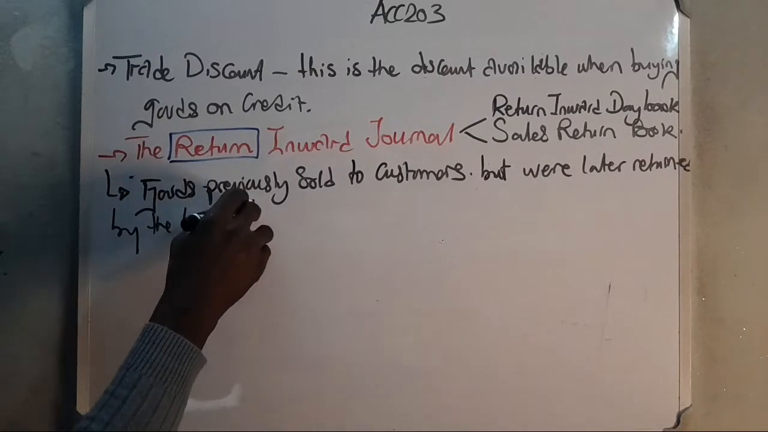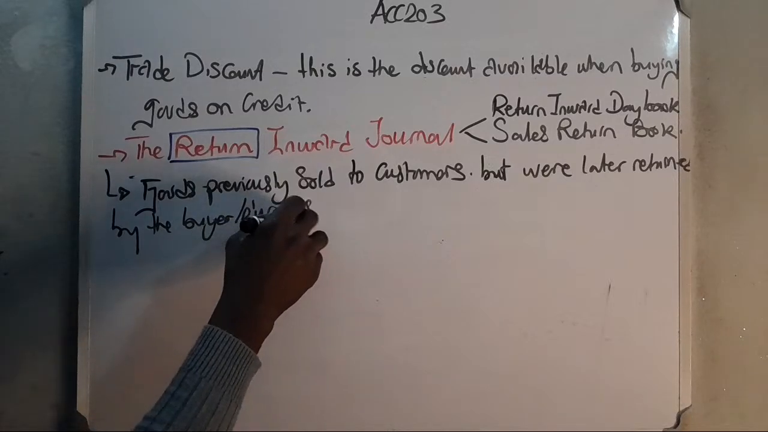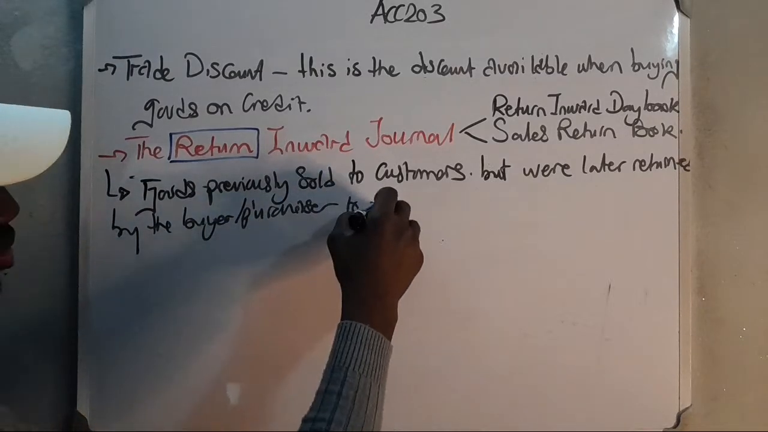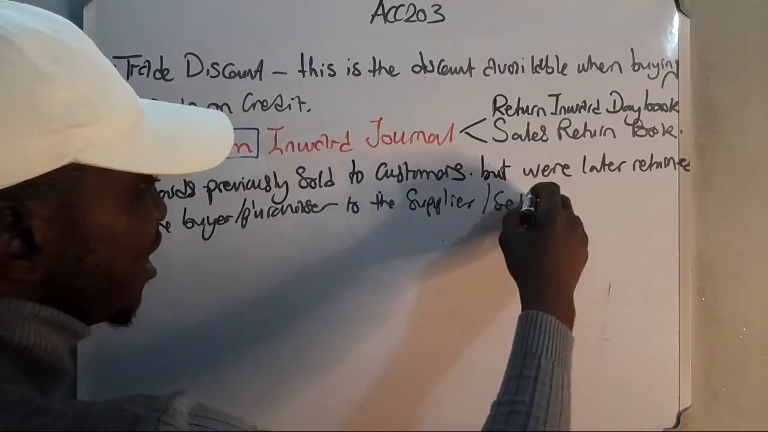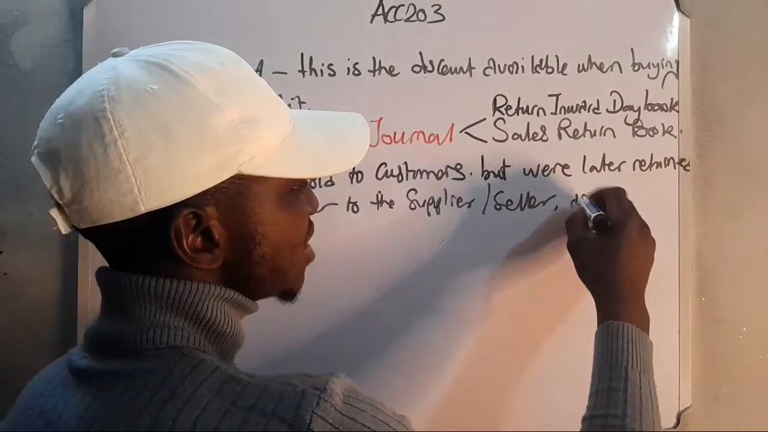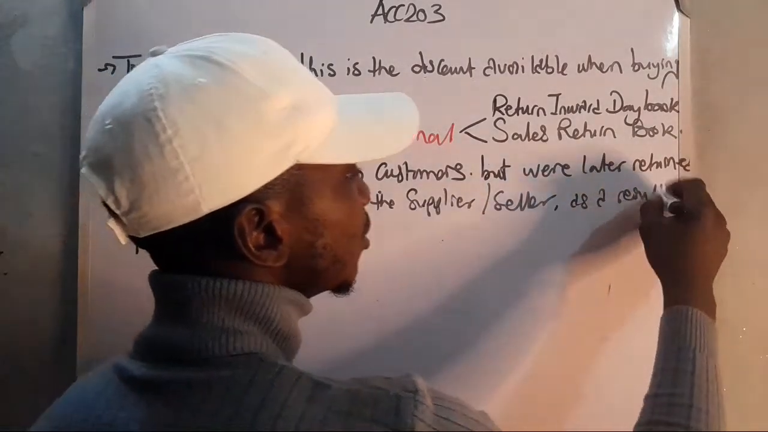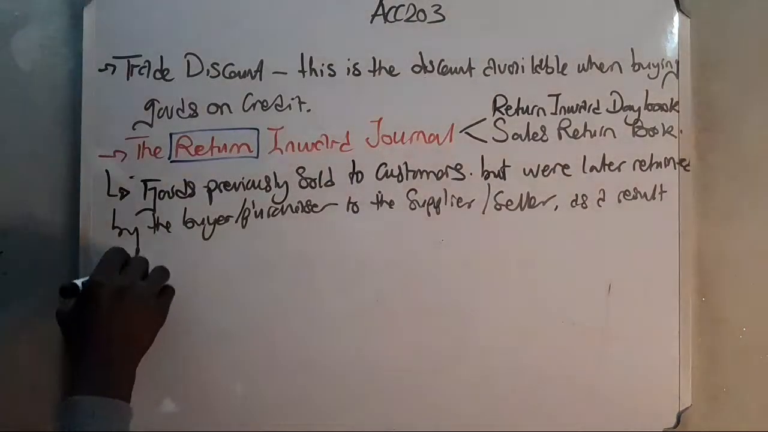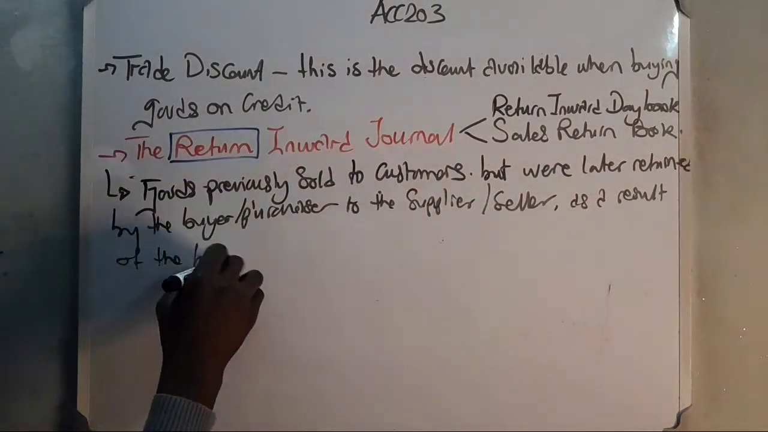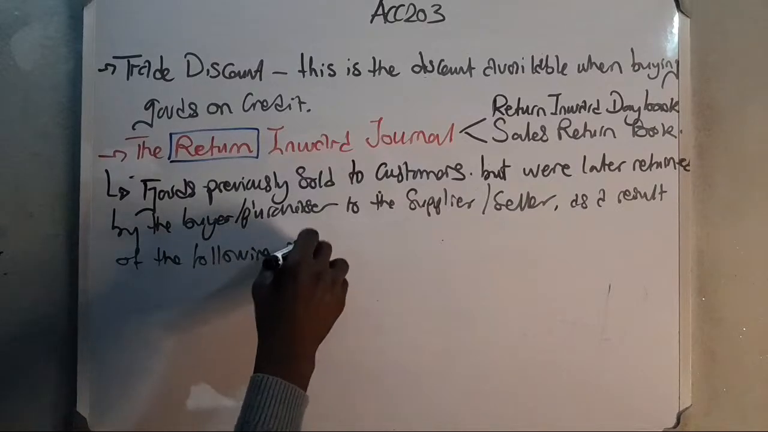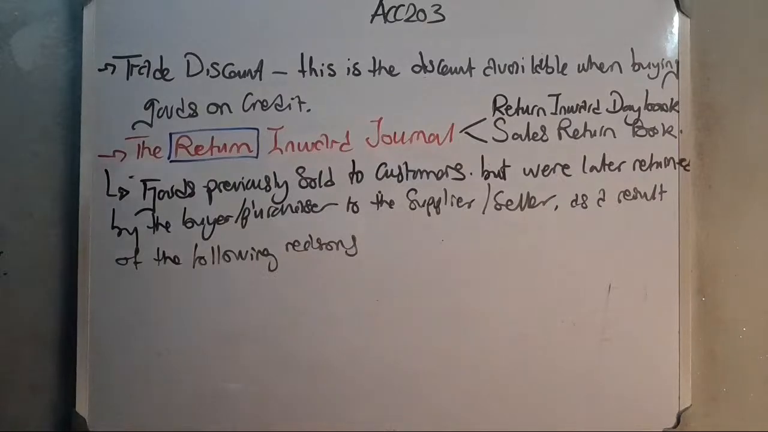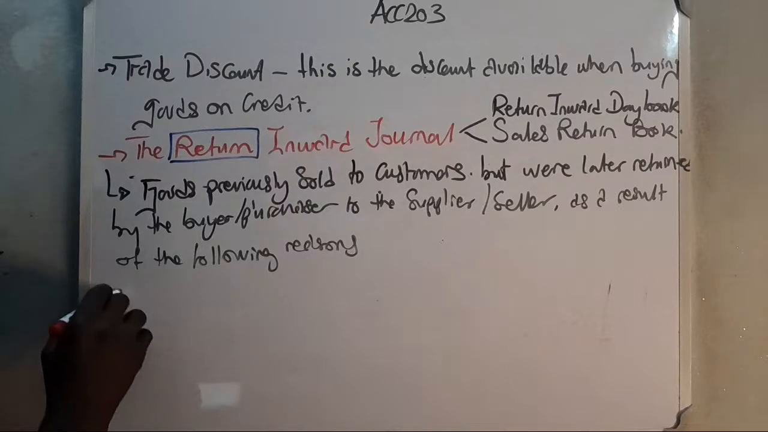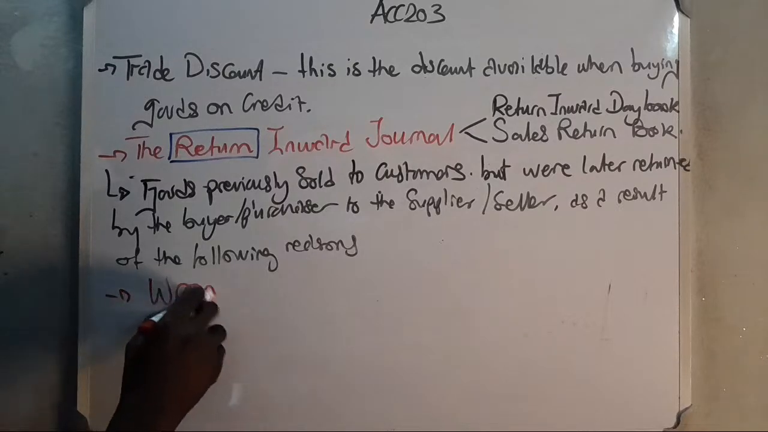Buyer/purchaser to the supplier/seller, as a result of the following reasons. Okay, so we have, it could be, like I said, wrong specifications, like I explained earlier.